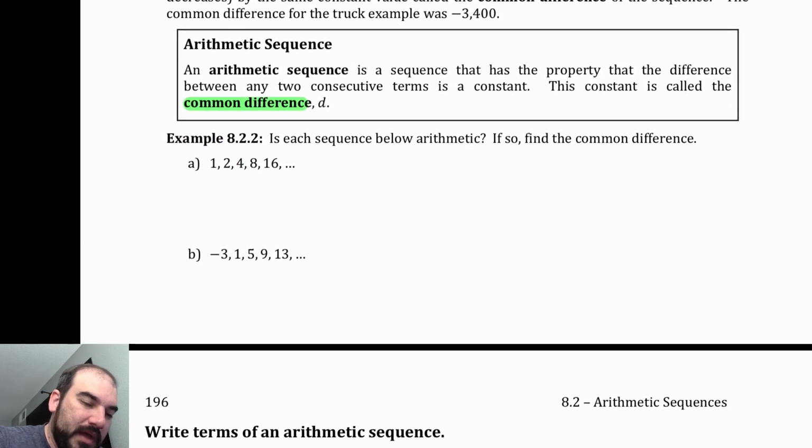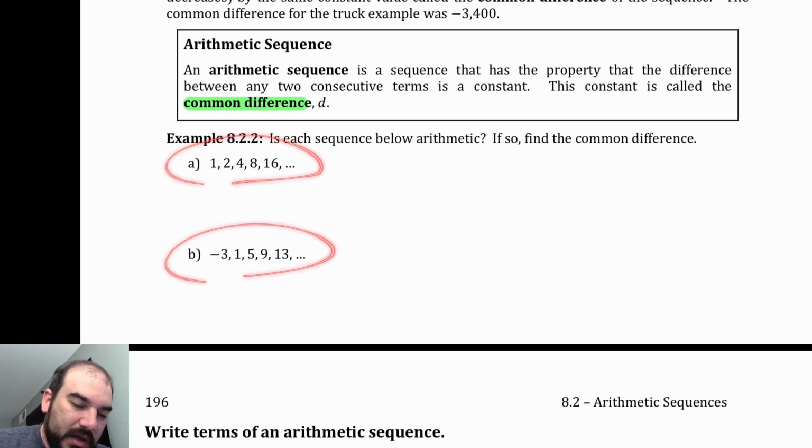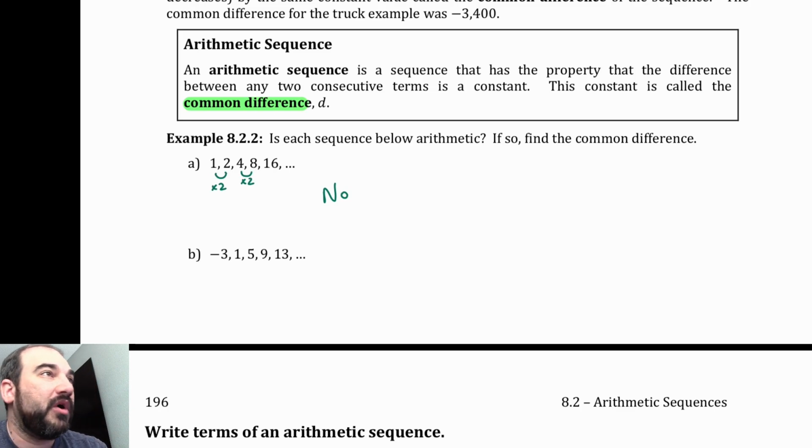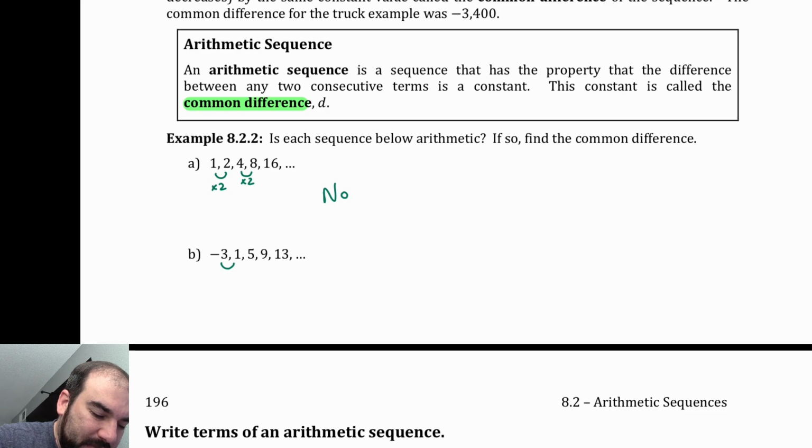So, for example, we look at these examples here. This one looks like we go from one term to the next by multiplying by 2, which means it's not an arithmetic sequence. You can say no on this one because we go times 2 to get from one term to the next. Whereas in part B, the thing that happens from one term to the next is a plus 4 pattern, right? We add 4 to get from one term to the next, which means yes.